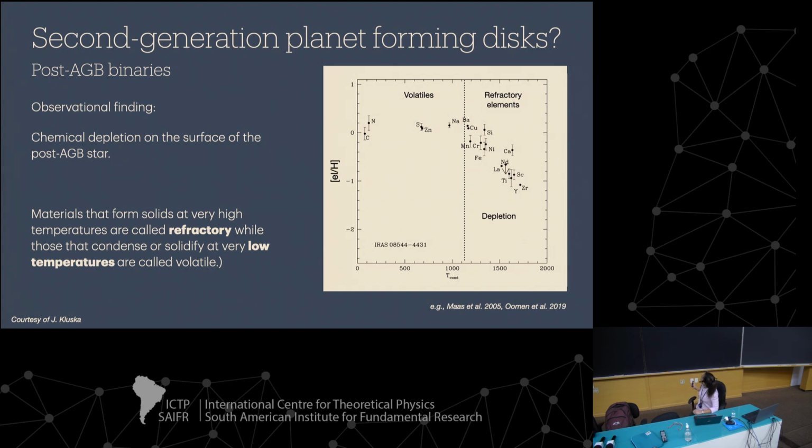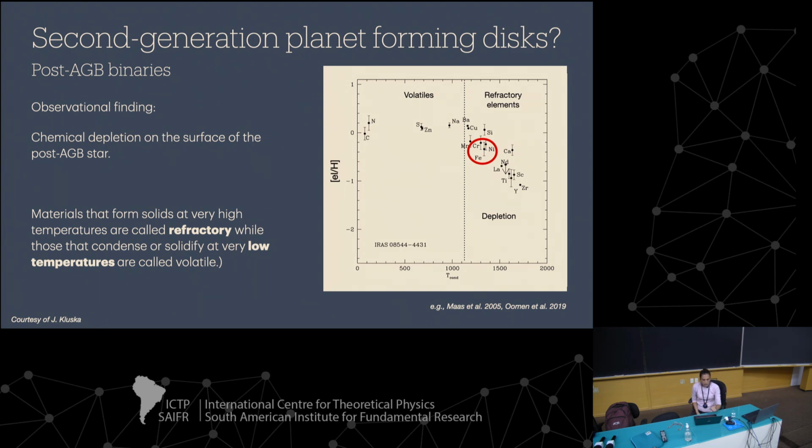This is a function of the condensation temperature. So usually, to know the metallicity of the star, we do iron over hydrogen, because it's the easiest refractory element that we can measure in stellar atmospheres. Sometimes you can also try zinc over Ti and stuff like that. But the easiest one is iron, of course.